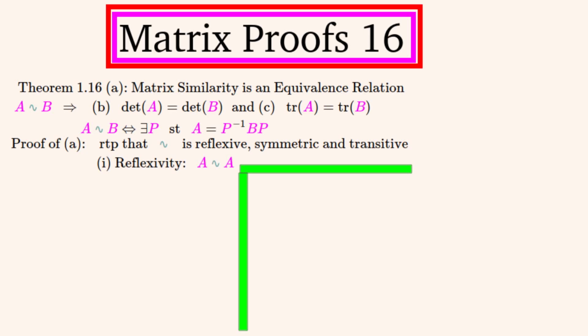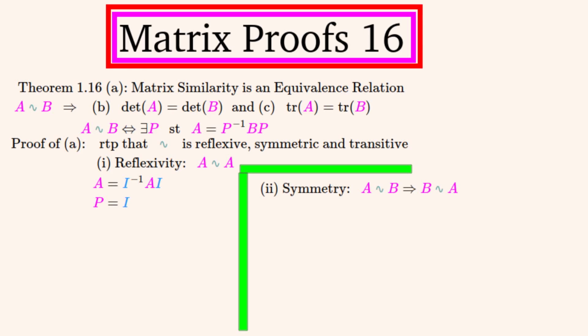Now to show that this relation is reflexive, that is, that a matrix is always similar to itself, we have to get it into a form of being conjugated by another matrix to get it back unchanged. So if we conjugate A by the identity matrix, we'll get A back, which satisfies this property. The identity matrix is obviously its own inverse.